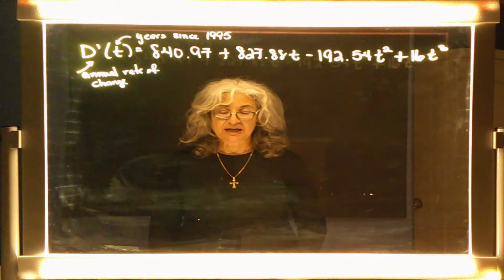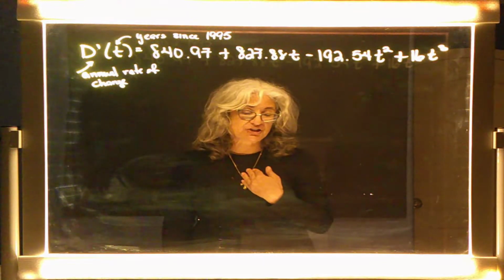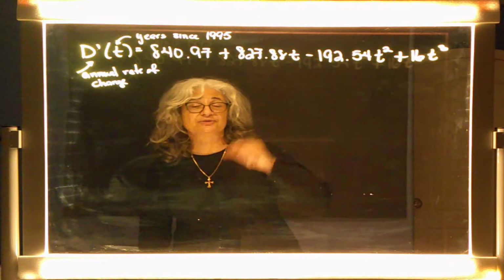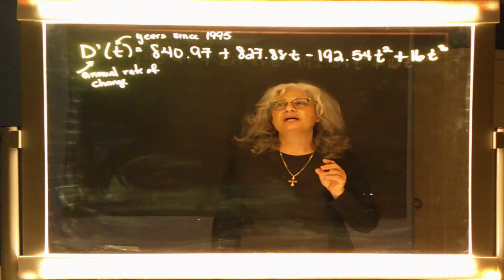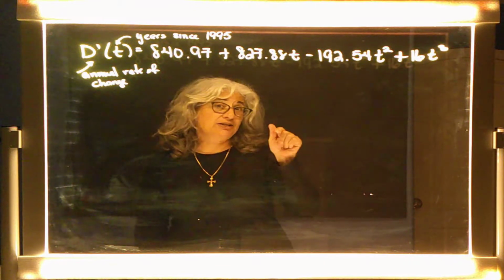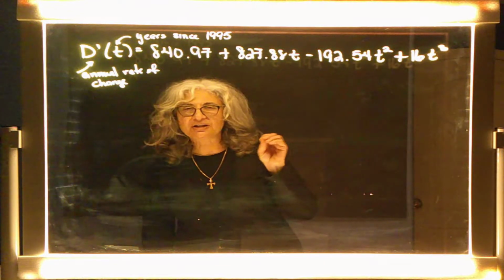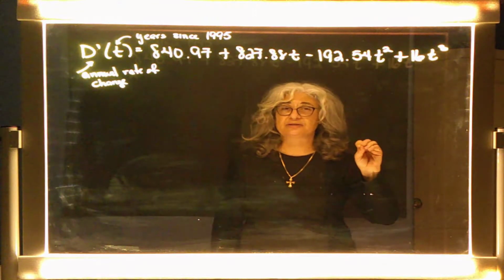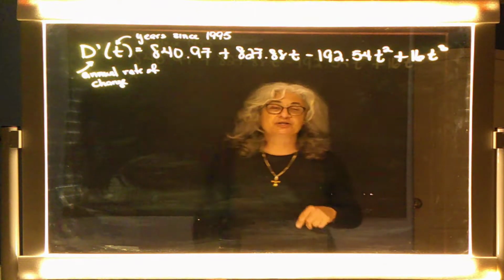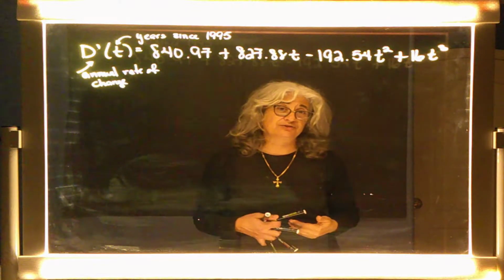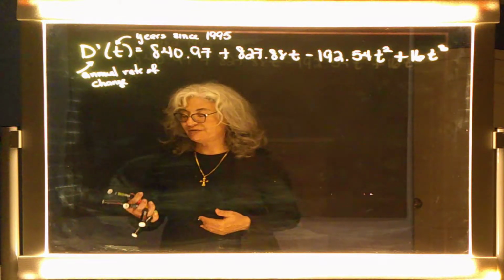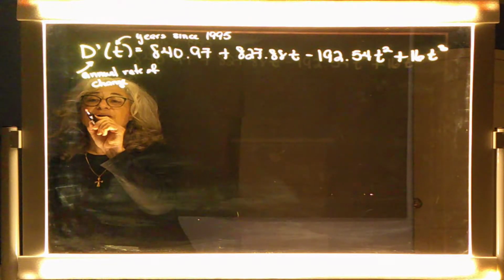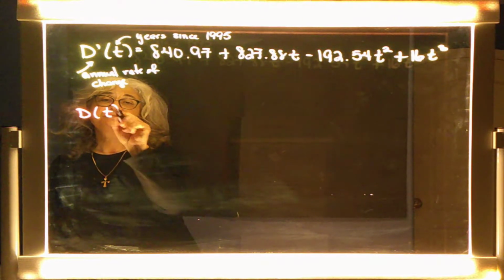Good. They're asking us by how much did the debt increase between 1996 and 2003. So they're looking for how much the debt increased, right? Are they looking for a rate of change, or are they looking for how much it increased? They're looking for how much it increased. So what are we going to have to do? Yeah, we're going to have to find the antiderivative of that lovely function. So hopefully you have that function written down already.